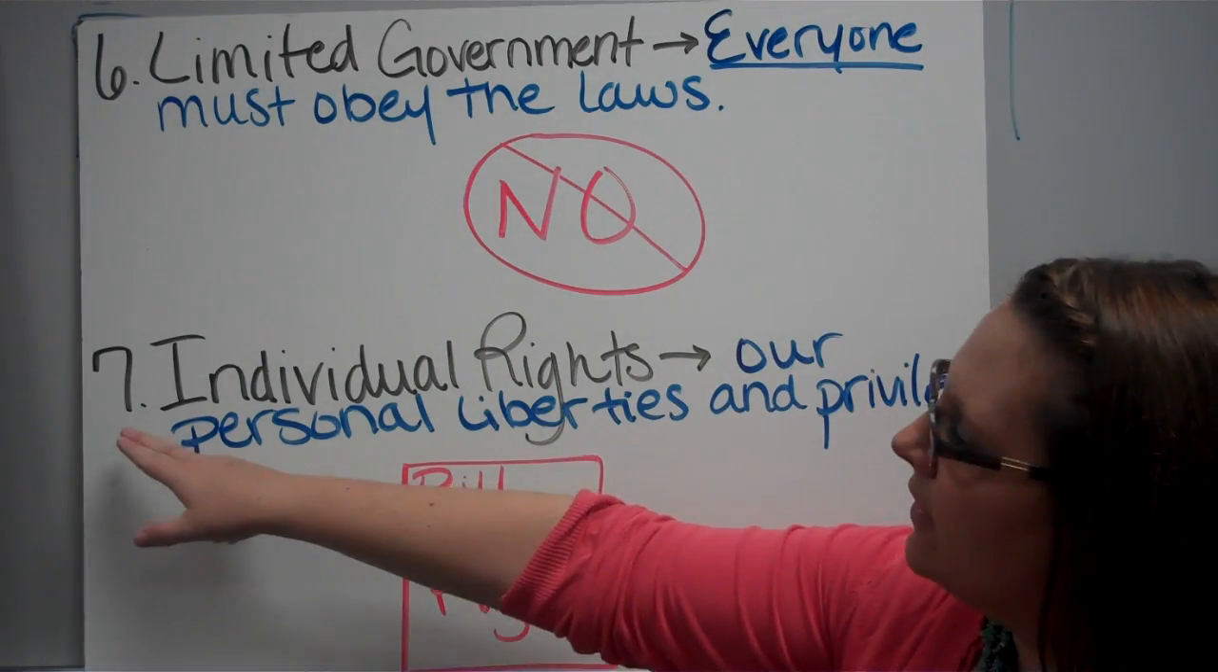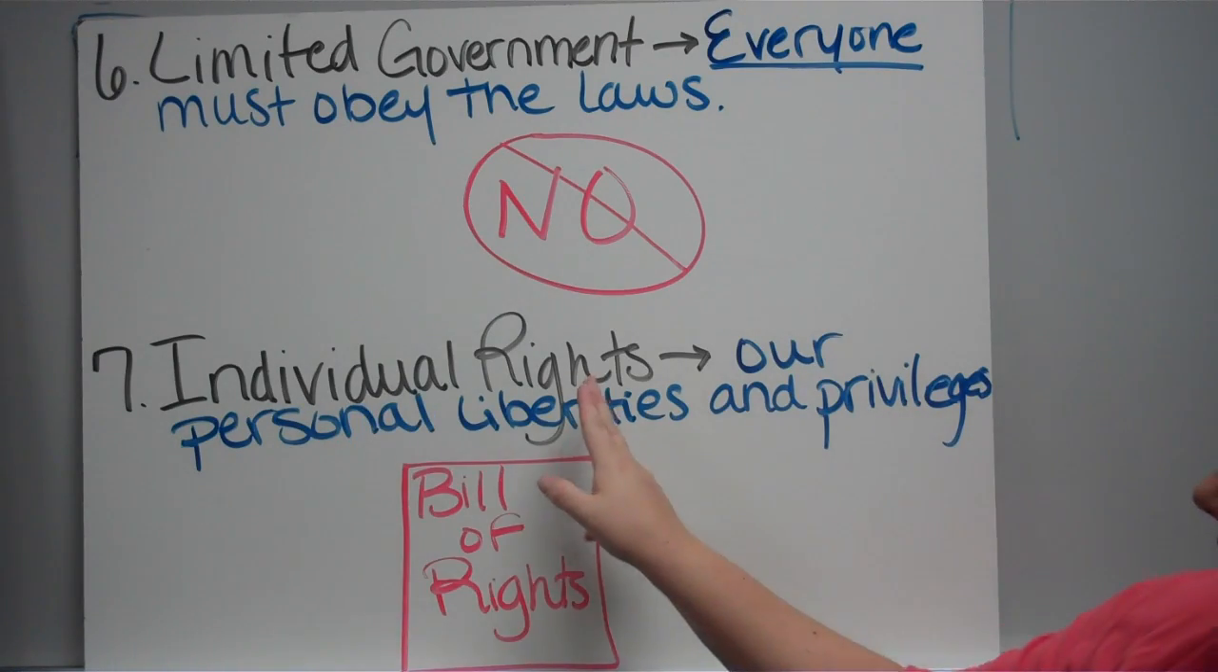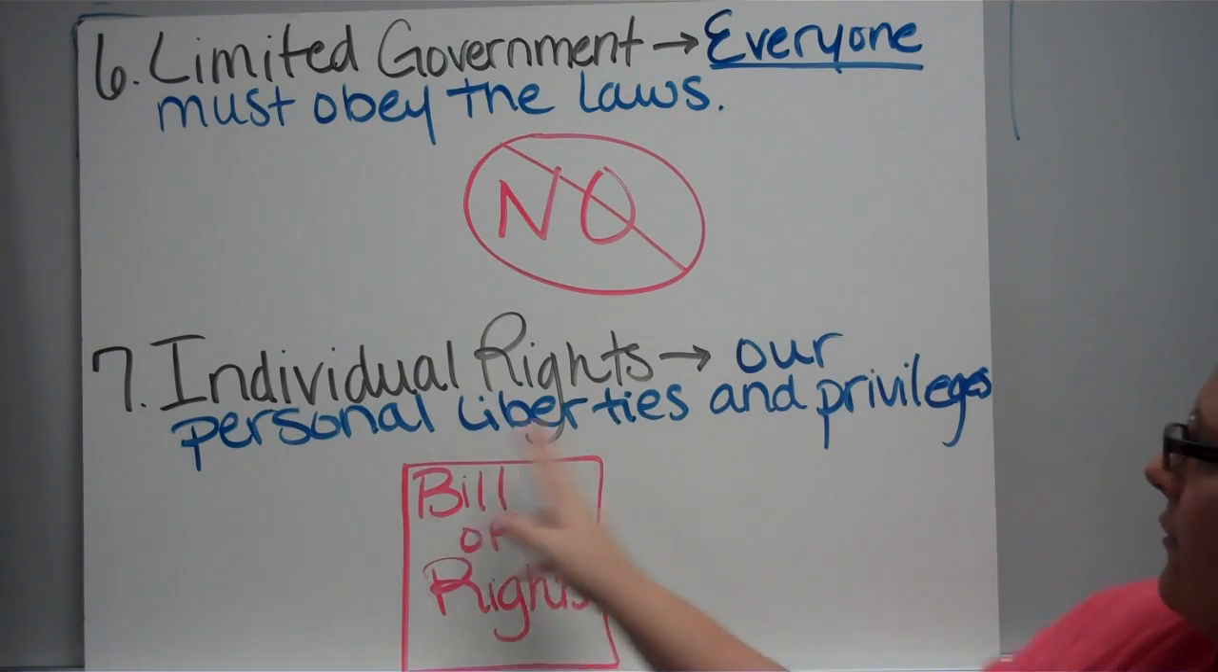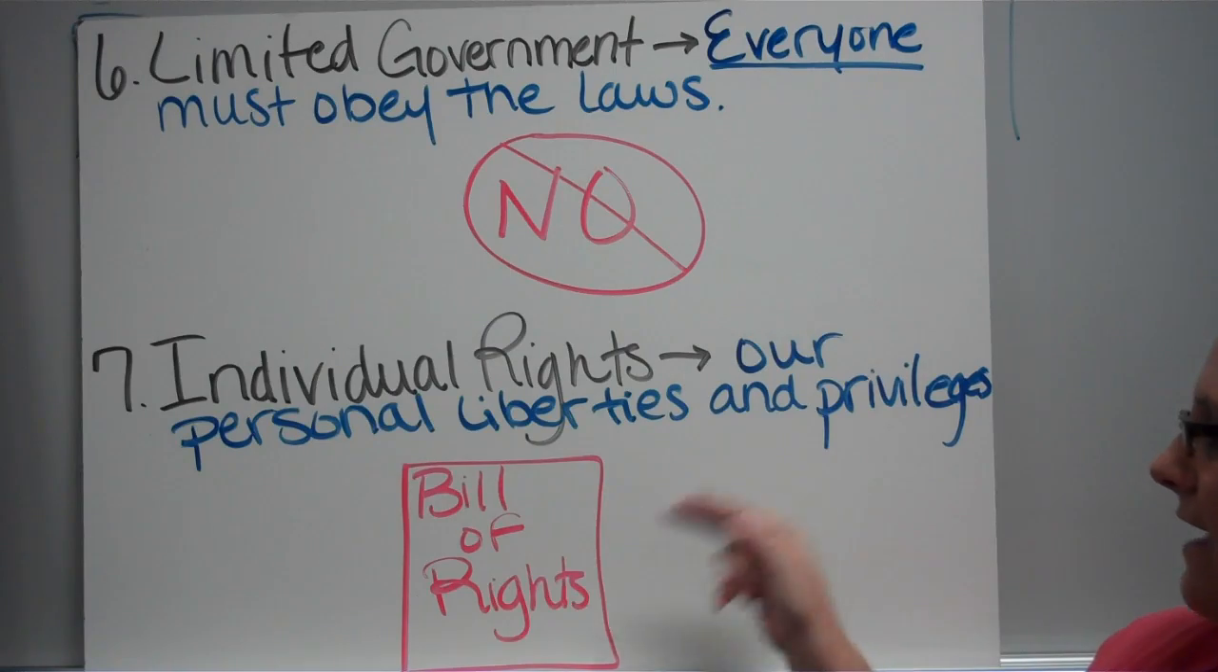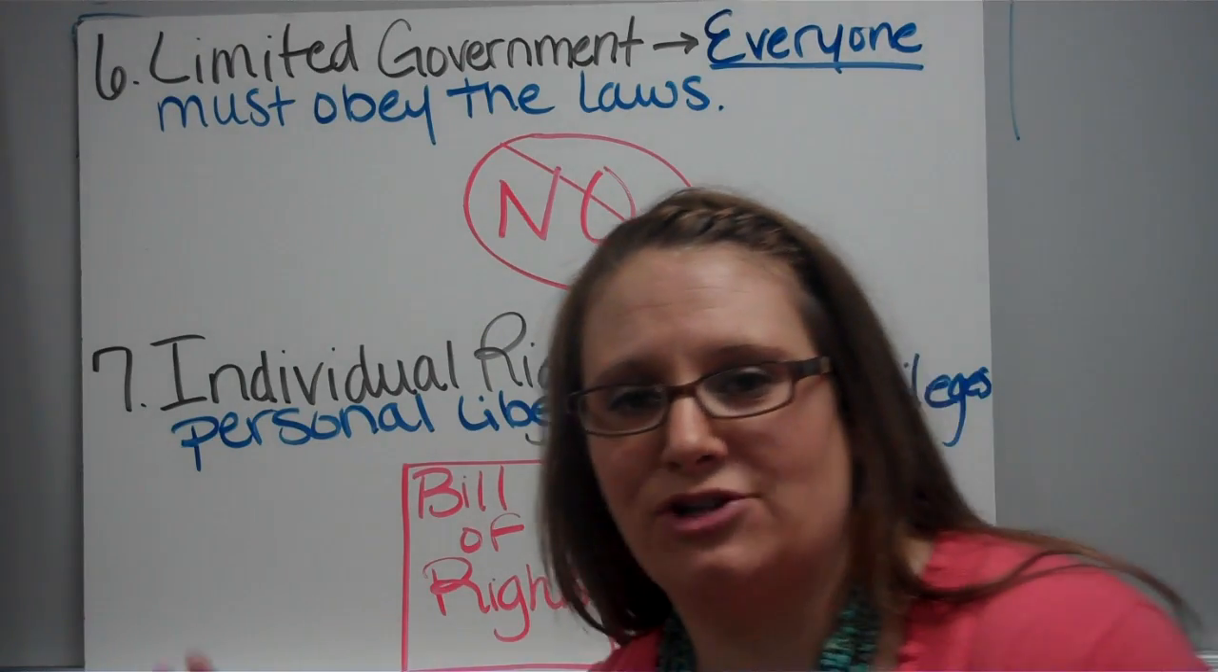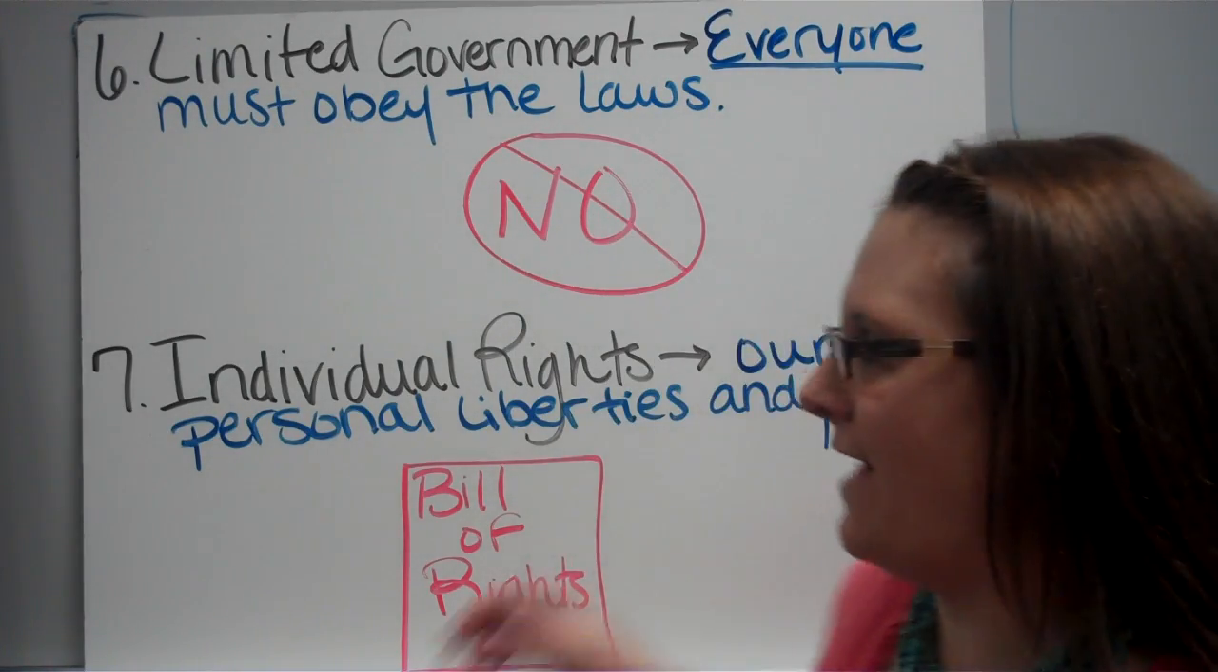Okay, the seventh principle is individual rights. These are our personal liberties and privileges. And I illustrated that by drawing the Bill of Rights, which is what we're going to talk about next.